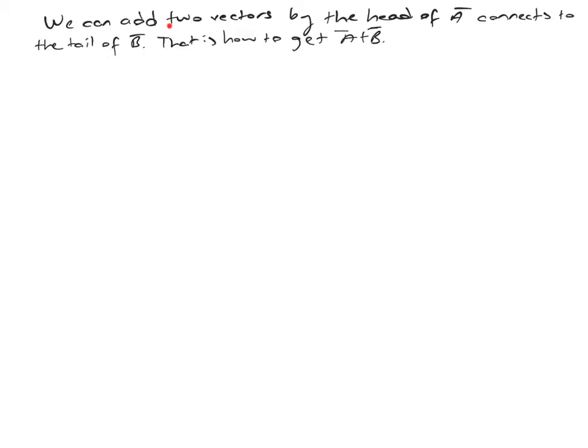We can add two vectors by the head of vector A connects to the tail of vector B. That is how to get vector A plus vector B. We see vectors A and B here. So we add two vectors by the head of vector A connects to the tail of vector B, and then by connecting the tail of vector A to the head of vector B, we get vector A plus vector B here.